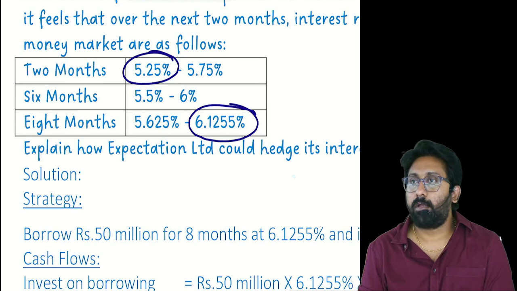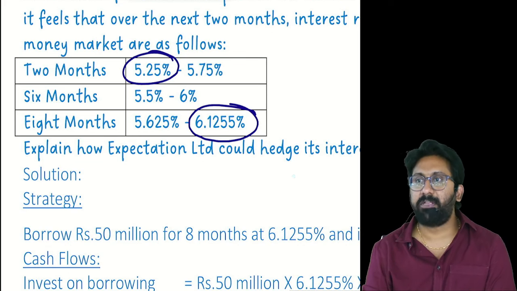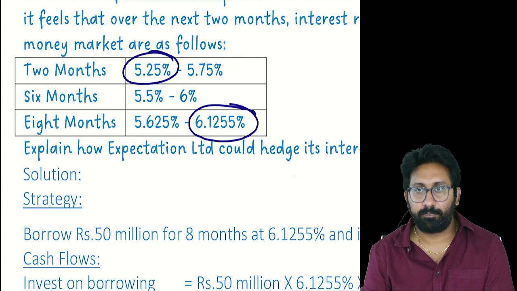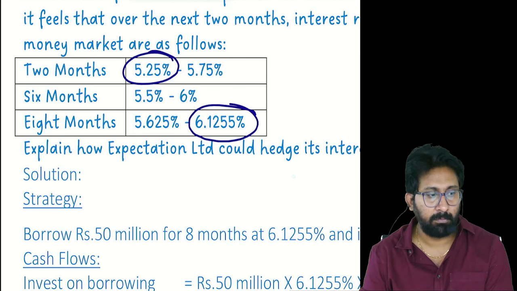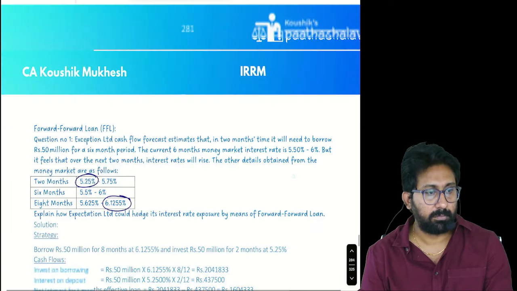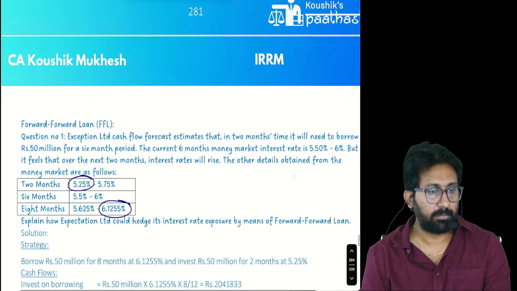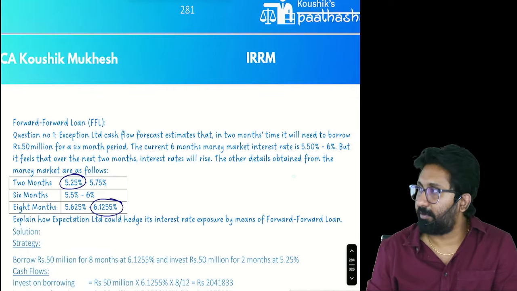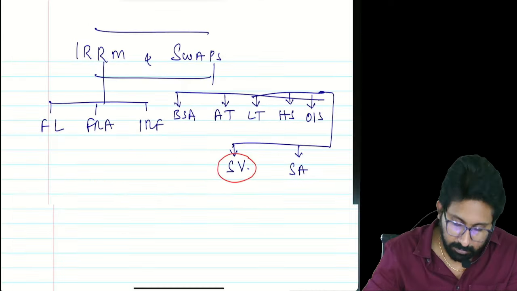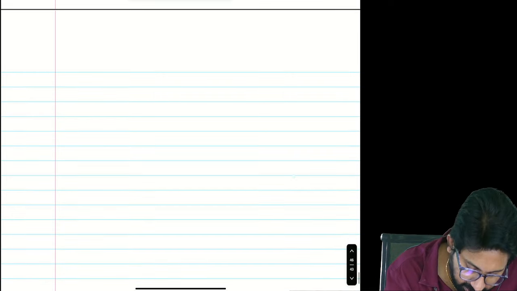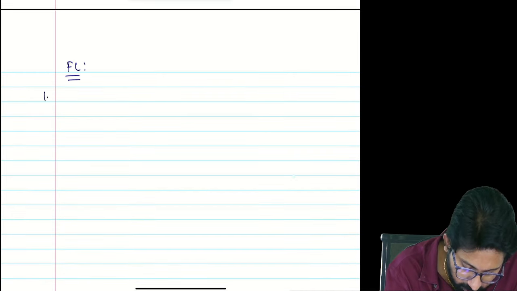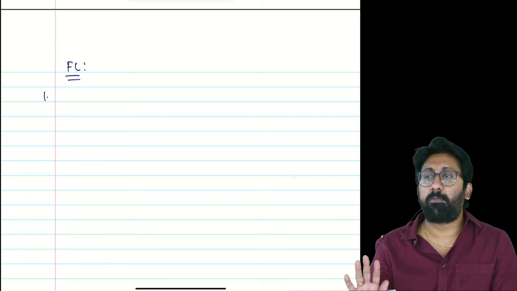Amount, rupees 5 crore. Let's write the solution one by one. Sir, which concept are we completing now? Forward loan. Sir, I am not going to do multiple problems on this.